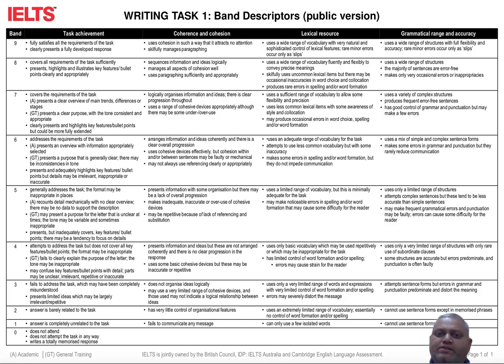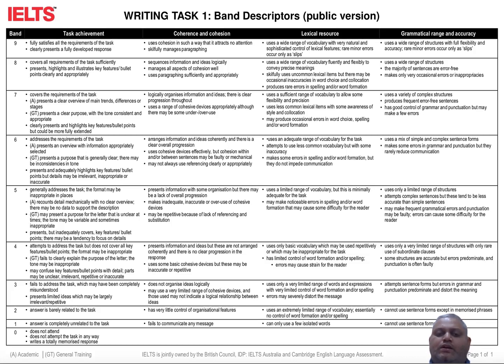The main important things are task achievement, coherence and cohesion, lexical resources, and grammatical range and accuracy. Task achievement means whatever question is asked, you should answer the question properly. That means you achieved the task. Coherence and cohesion: when you use two sentences, you should use linking words in between them. That is called coherence and cohesion.